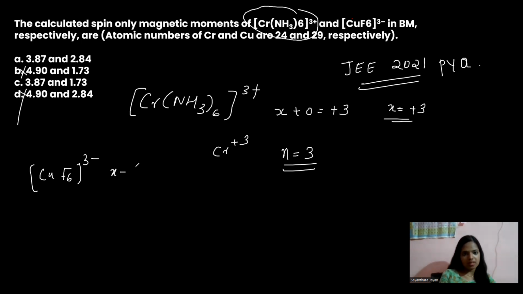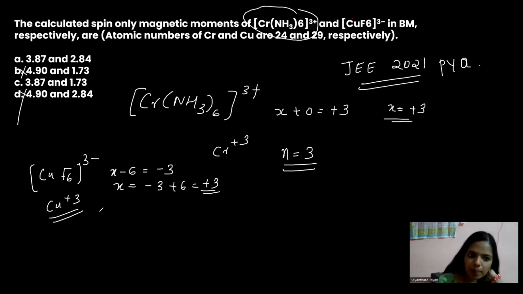X, fluorine means -6, so 6 fluorines, so X minus 6 is equal to -3. X is equal to -3 plus 6, which is equal to plus 3. So copper here is in plus 3 oxidation state, right? Copper is in plus 3 oxidation state.